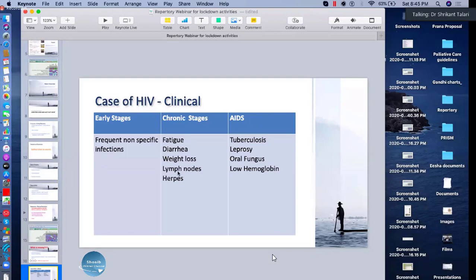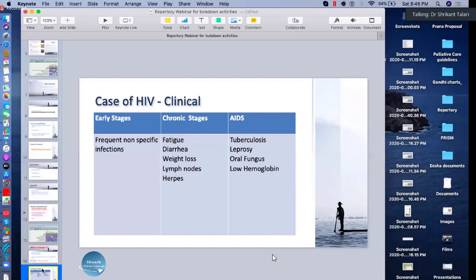So if I find a remedy which has HIV, then all these symptoms are. So what is characteristic? What is individualistic to the patient, not individualistic to the disease? That is what we are looking at. And in last stages, then you find tuberculosis, leprosy, oral fungus, low hemoglobin, which is AIDS. So I identify first in this case that kind of mind is in the chronic stages.